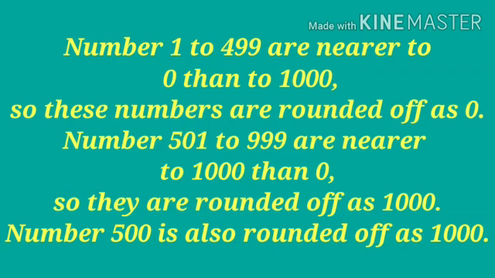Here numbers 1 to 499 are nearer to 0 than to 1000. So these numbers are rounded off as 0. Numbers 501 to 999 are nearer to 1000 than 0. So they are rounded off as 1000. Number 500 is also rounded off as 1000.